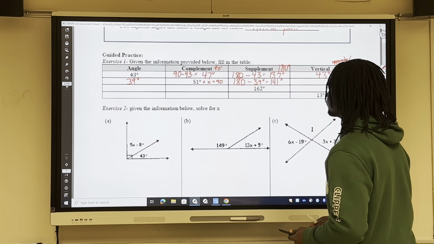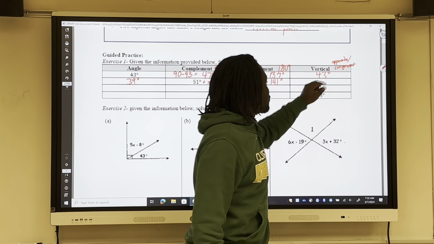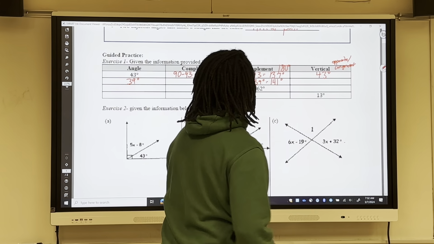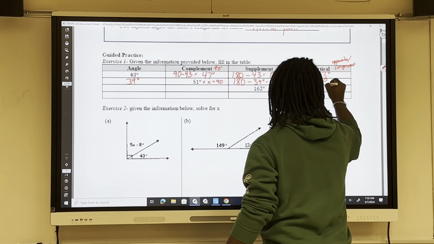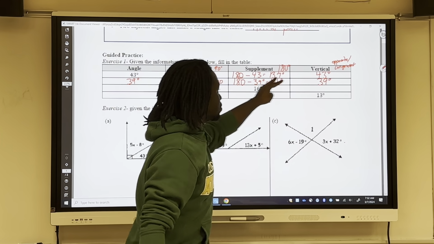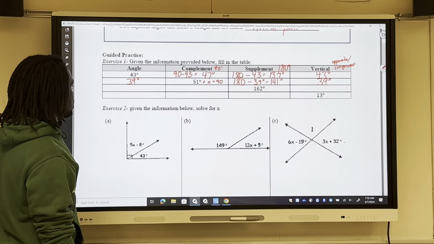All right. So now, if this is my angle, what angle is vertical? It's opposite of that. It would be 39, right? Because again, when the angle is vertical, it is congruent, it is equal, all right?